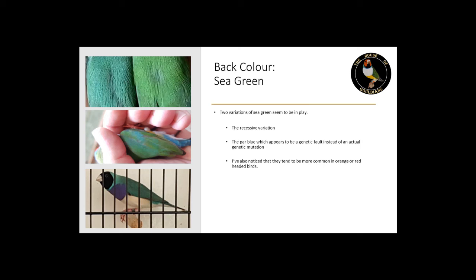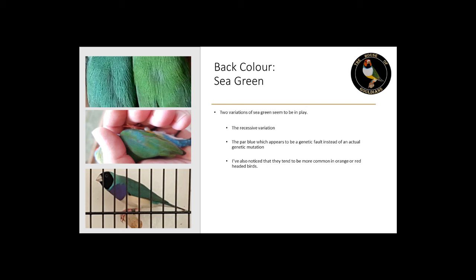So in other words, if you had to take a visual sea green and breed it back to normal, all the babies would be split for sea green. If you then had to take that split bird and breed it back to the parent, that is sea green, you will start getting visual sea greens coming into effect. The point of interest with the sea green is that it seems to be more common in your red and orange-headed birds. I've seen very few sea greens with the black-headed birds.